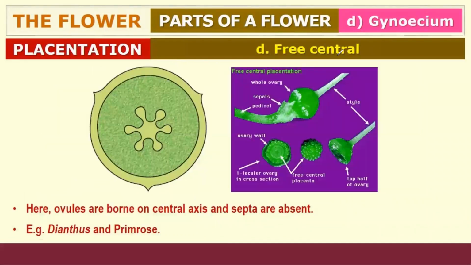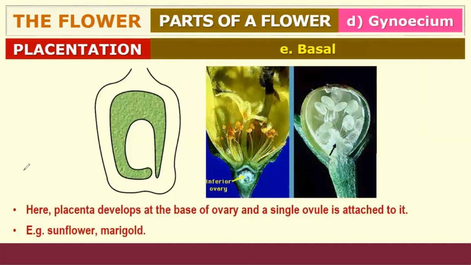The fourth one is free central. Here, ovules are borne on the central axis and septa are absent. Example is primrose. The fifth type of placenta is basal placenta, where the placenta develops at the base of the ovary and a single ovule is attached to it. Here you can see in the diagram, the single ovule is attached. It doesn't mean only one ovule is present, but singly each and every ovule is attached to the base. Examples are marigold and sunflower.